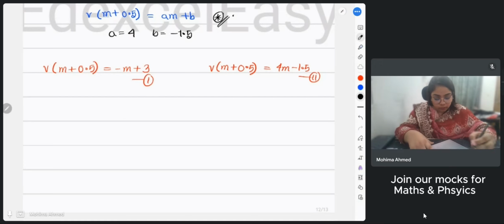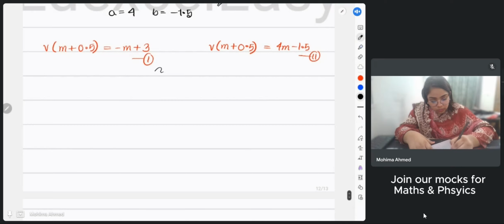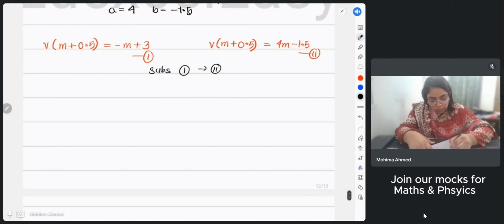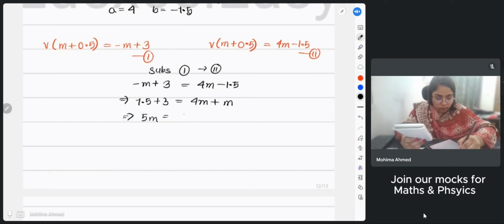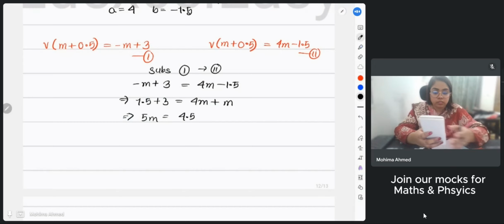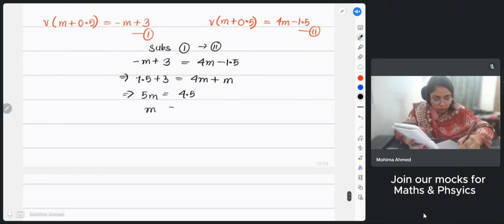Sorry. So I'm just going to substitute 1 into 2. In that case, I can just write minus m plus 3, 4m minus 1.5, which is 1.5 plus 3, 4m plus m. And that's going to be 5m. 1.5 plus 3 is 4.5. So 4.5 over 5 is 0.9. Right, so we got the value for mass as 0.9 as it was stated. So that is correct.